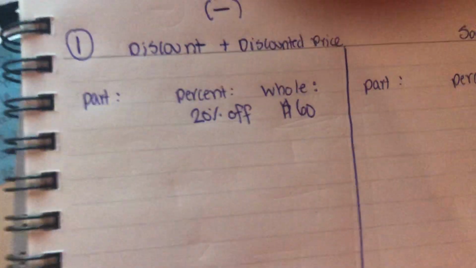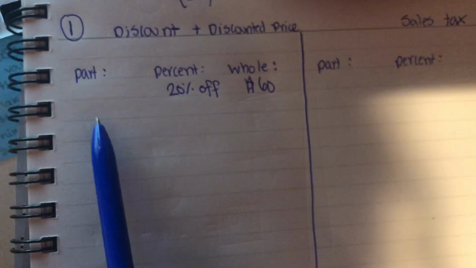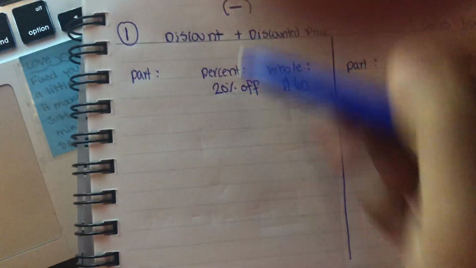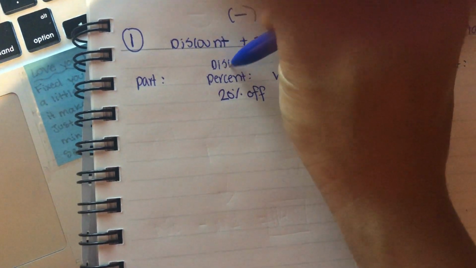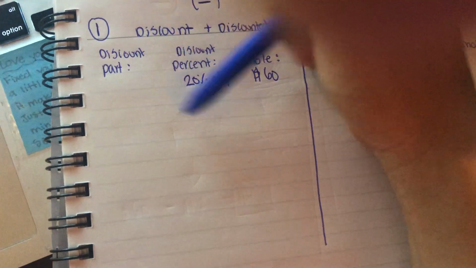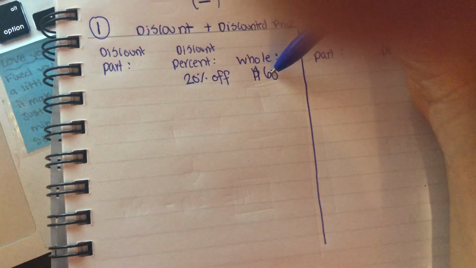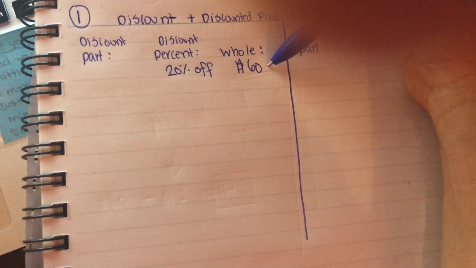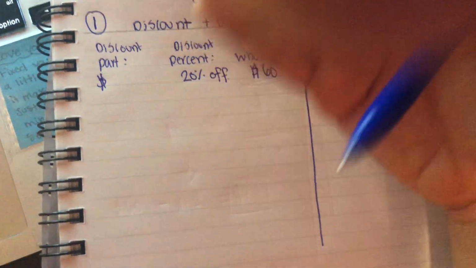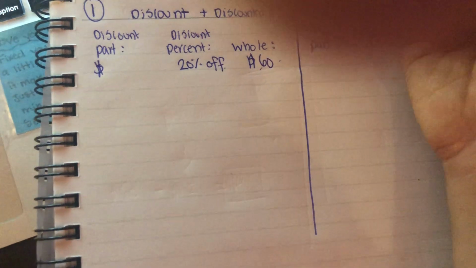Okay, so what's really important here is to understand that the part and the percent are in relation to one another. And what I mean by that is if the percent represents the discount, that means the part is also going to represent the discount, not the discounted price, not the total after the discount. It's going to represent how much Miss Matos is going to get off of the total in terms of dollars. So instead of 20% off, we're going to figure out how many dollars off this is going to be. So what I need to find is 20% of 60.